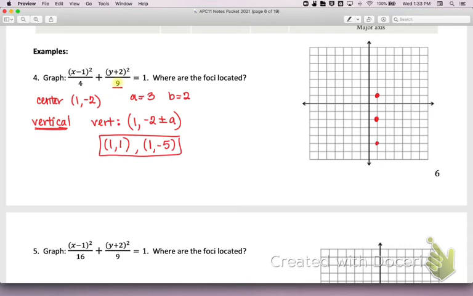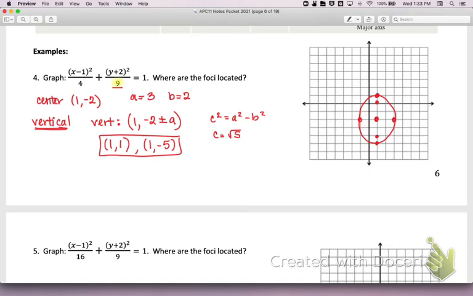Now the A's are vertical. The B's are going to be horizontal. So we're going to go 2, in either direction here. So here's our ellipse. Now we just need to figure out where the foci are. And we've already seen c squared equals a squared minus b squared. We've done this one in a previous problem. C is going to be equal to the square root of 5, which is about 2.2. So that's like here, and here. There's our foci.